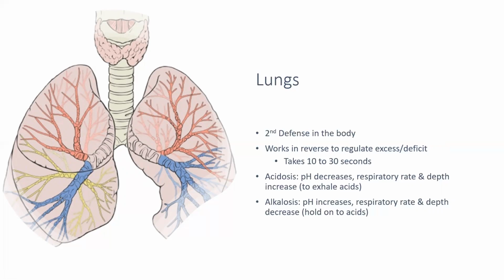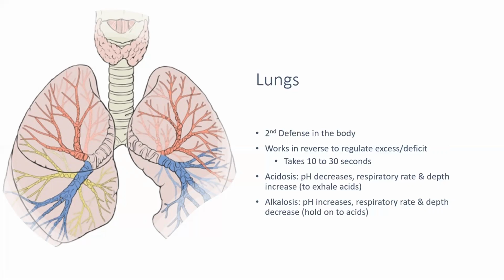We have an acidotic state or we have an alkalotic state. And so what happens in acidosis is we have a low pH, right? So anything below 7.35. So what happens is the respiratory rate and depth will actually increase or speed up in an attempt to exhale out all those acids. Because remember, the excess acids get sent to the lungs and they get exhaled as carbon dioxide.